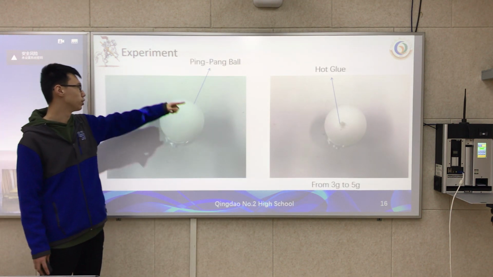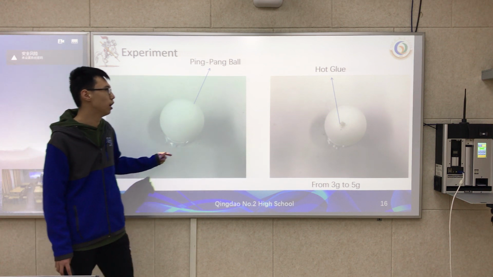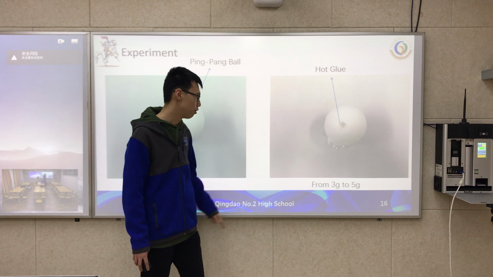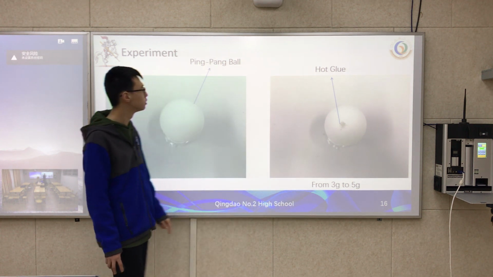And we use ping pong balls as the ball. To change the mass of the ping pong ball, we inject hot glue into the ping pong balls, from 3 grams to 5 grams.